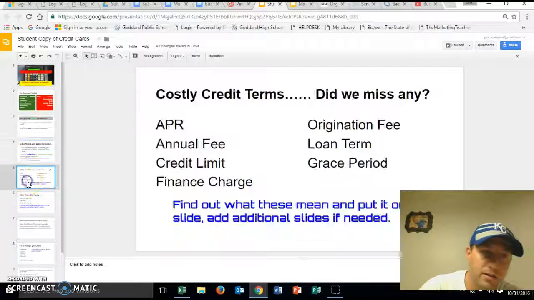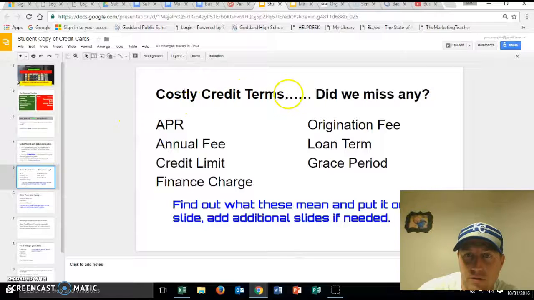After you finish that, the next slide you're going to work on is the costly credit terms. My real question is, did we miss any? What do these mean is basically what I want you to tell me. What is APR? What is an annual fee? What is a credit limit? What's a finance charge? Try to find the answers to these items. Then when I come back, we'll double check and make sure those are correct. But you need to find these answers first.